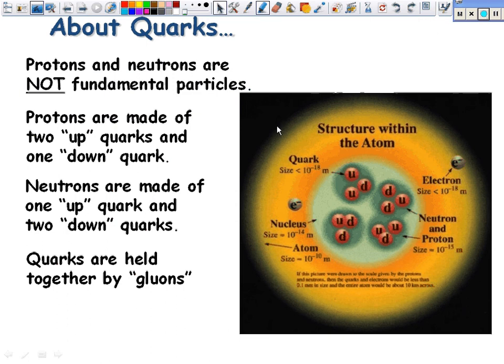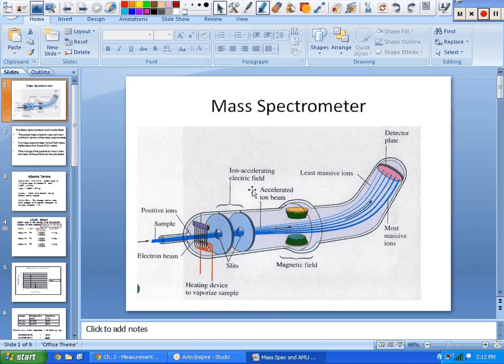All right. So we're done with that slide. Now open up the mass spec worksheet, please.